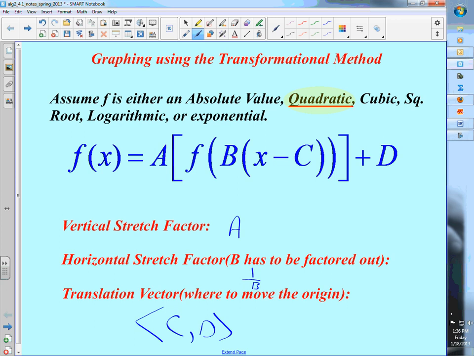For the quadratic, right now we're just here. Bear with me. We're not talking about a quadratic, we're right here, in the general form. We're just reviewing.